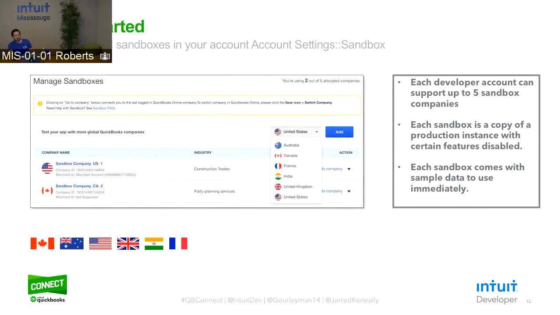As far as global sandboxes go, every Intuit developer account comes with up to 5 sandboxes. You can create them for the US, Australia, the UK, India, Canada, and France. And each sandbox comes with sample data already added to it, so you can immediately start testing with it. You don't have to worry about bootstrapping data or anything like that.